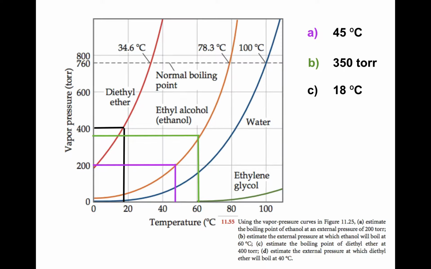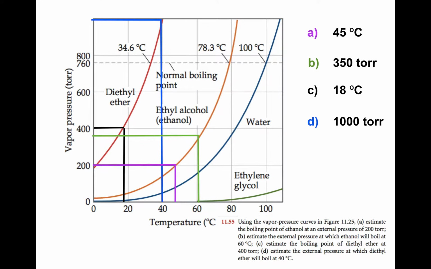And D, estimate the external pressure at which diethyl ether will boil at 40 degrees Celsius. So at 40 degrees Celsius, I hit the line for diethyl ether way up there at 1,000 torr. So at this pressure and this temperature, diethyl ether is going to boil. So that's what you get.